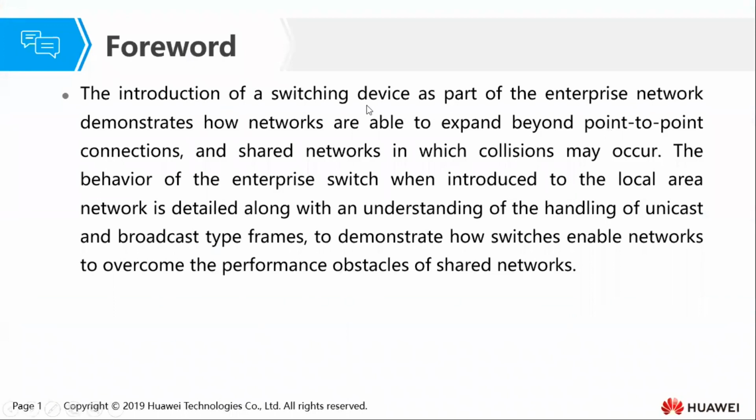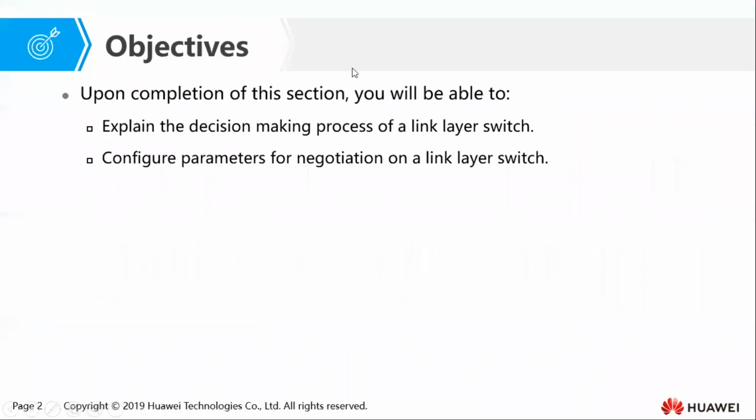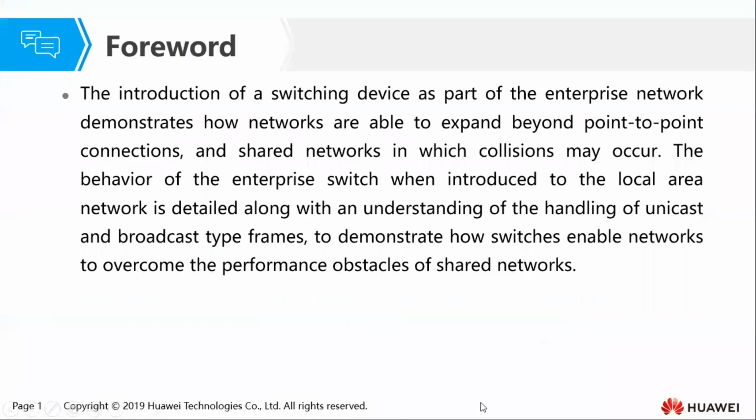So the introduction of a switching device as part of the enterprise network demonstrates how networks are able to expand beyond point-to-point connections and shared networks in which collisions may occur. So the problem with those shared networks is collisions, number one.